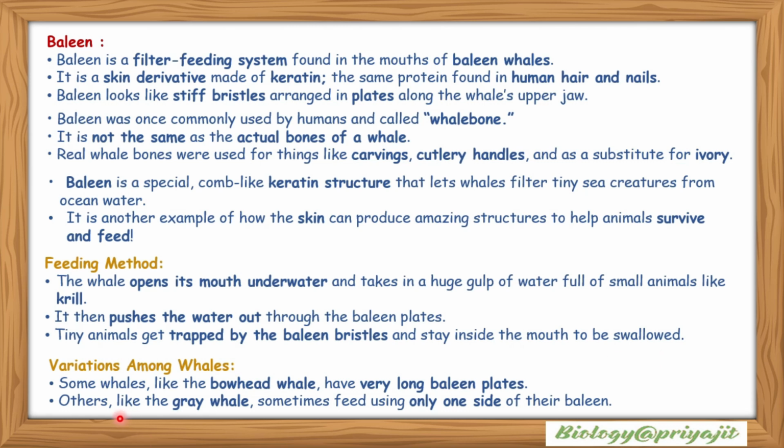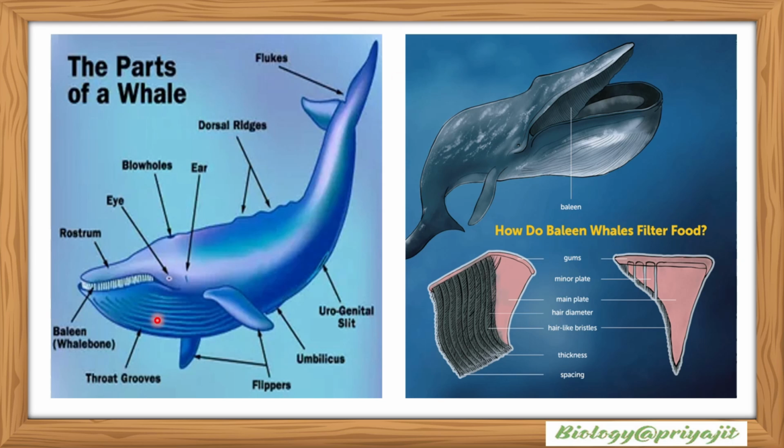Variation among the whales. Some whales, like the bowhead whale, have very long baleen plates. Others, like the grey whale, sometimes feed using only one side of their baleen. The image shows the structure of baleen in the whale, and how baleen whales filter food with the help of the baleen. This figure is showing that.